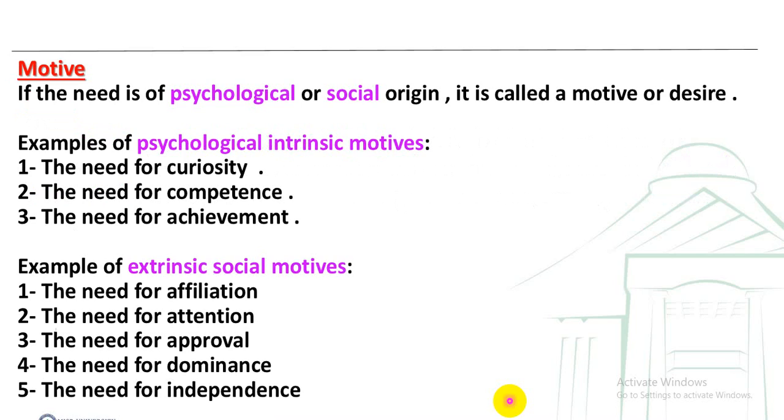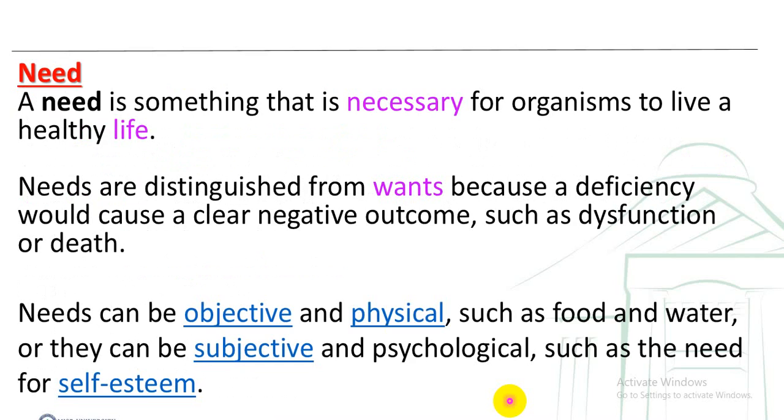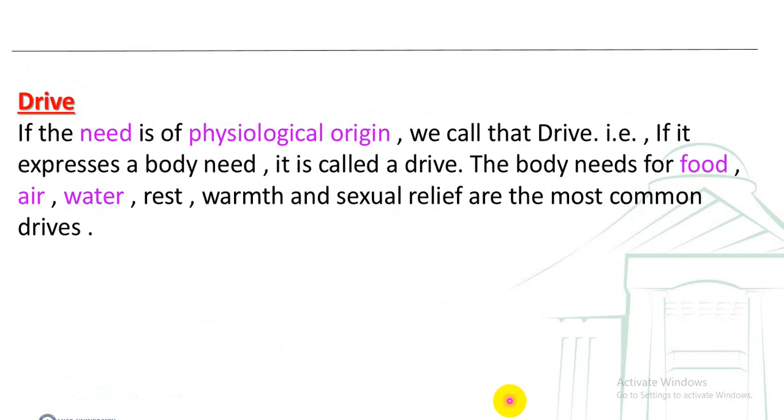But what about motive? If the need is psychological or social, it is a motive, the second type of need. Remember, we classified needs into objective, physical needs, which are drives, of physiological base or origin, and the second type, subjective or psychological needs, which is motive. Motive is subjective need, psychological needs, social needs.